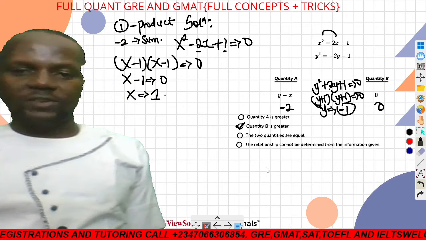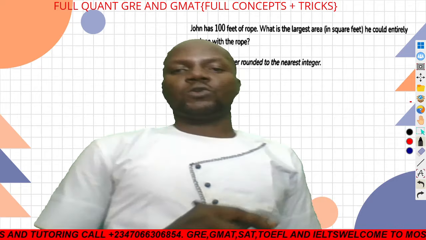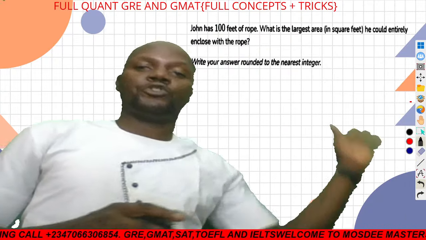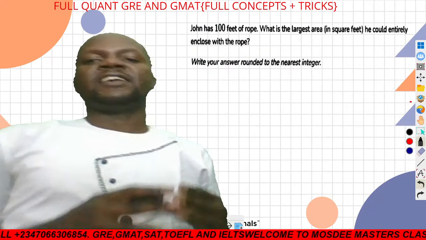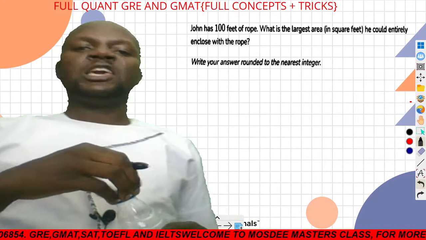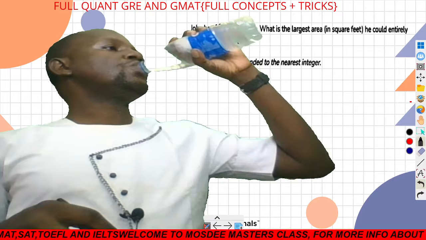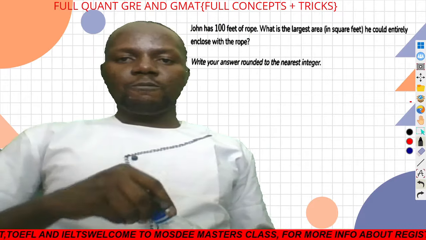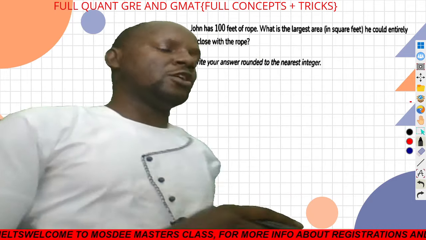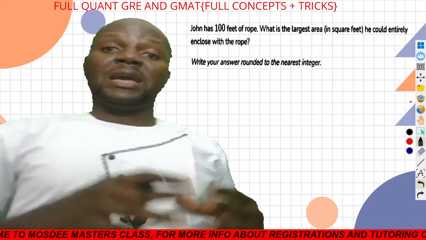On to the next one. The next question is, the first theoretical question we are doing today: John has 100 feet of rope. What is the largest area in square feet that could be entirely enclosed with the rope? Write your answer rounded to the nearest integer. So if I'm rounding to the nearest integer, it means I'm not going to write a decimal point. It's going to be a whole number.